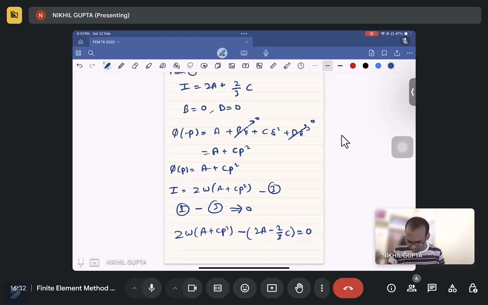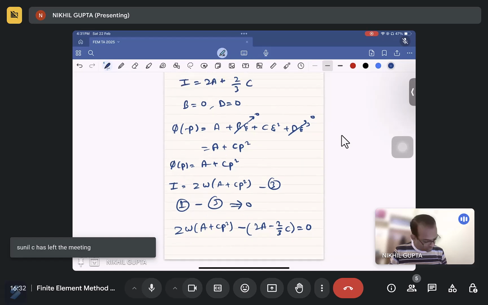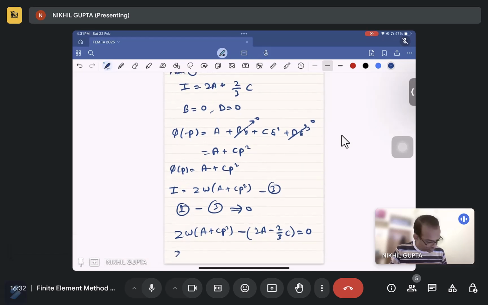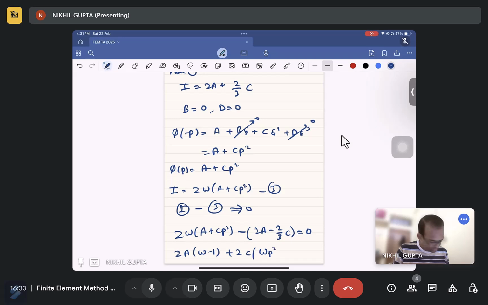We can also compare the coefficients, no? We can compare the coefficients in the same equation, A and A, C and C. Yes, we can. What we can do, we can write it as 2a w minus 1. We can rearrange it: 2c wp square minus 1 by 3. Is this correct? Yes. We have just moved it here and there.